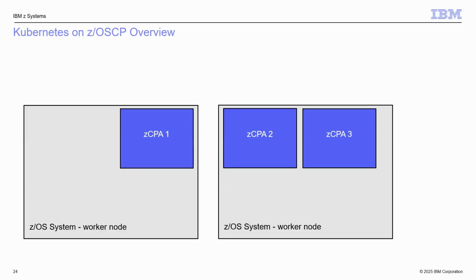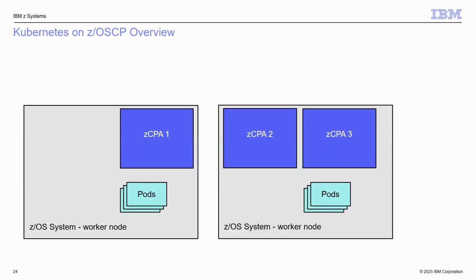Then we have our z/OS control plane appliances, or ZCPAs. These, like Paul had mentioned, contain a single control plane node within them, and that's the only purpose of them. However, because the node is contained within the appliance, you're able to run multiple ZCPAs on one system, and you can run a ZCPA on the same system as a worker node, which is unlike Linux, where you can only have one node per system.